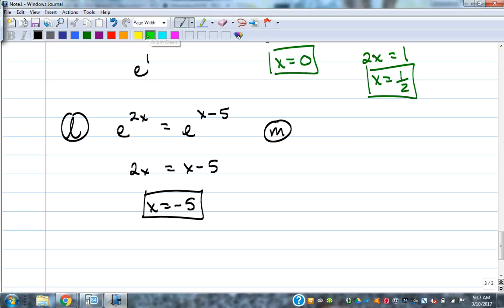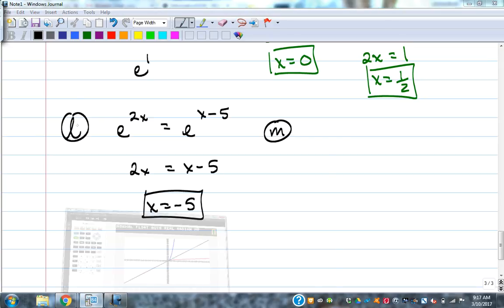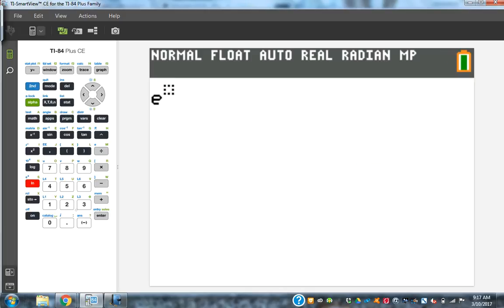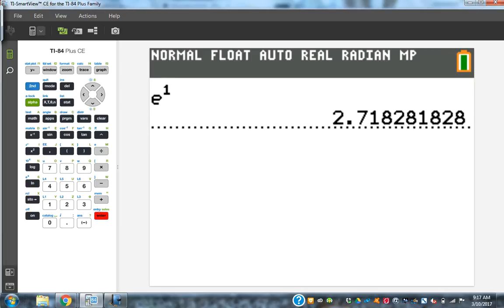E to the first power. If you did that with your calculator, e is over here to the left, second ln. 2.7182818, and it keeps going on forever. We'll talk about when you have to use logarithms to solve things like that, and we'll get to that next week.